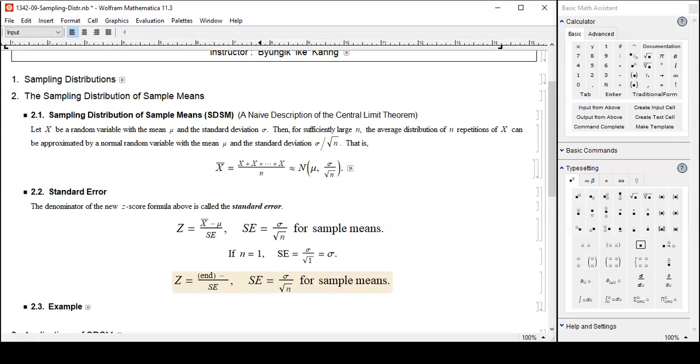N minus center over SE. And of course, what do we mean by N? What do we mean by center? You need a picture to go with it. So draw a picture first, and then use this, N minus center over SE. This one is far more useful. Remember this expression.